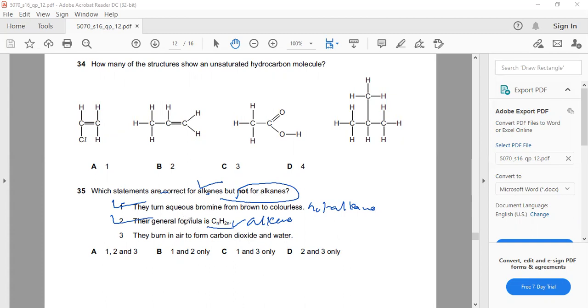Number three, read number three. Why is number three wrong? Because it's not only for alkenes. This is true for both. Both alkane and alkene react to form carbon dioxide and water, but the statement says only for alkene, not for alkane. So that's why three is wrong. So one and two are correct. The third statement is correct for both, alkene also, alkane also.